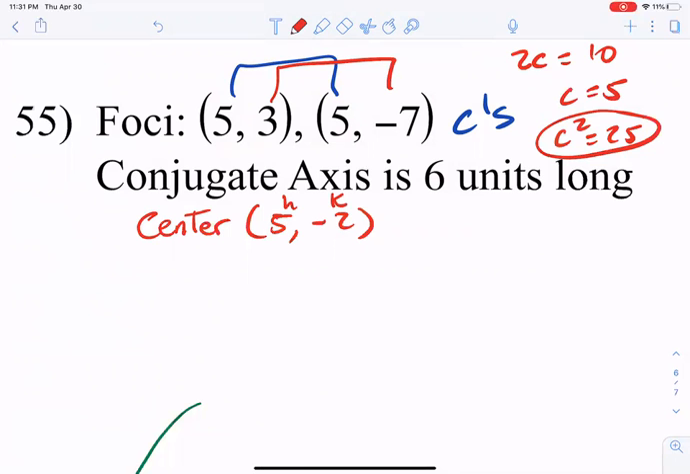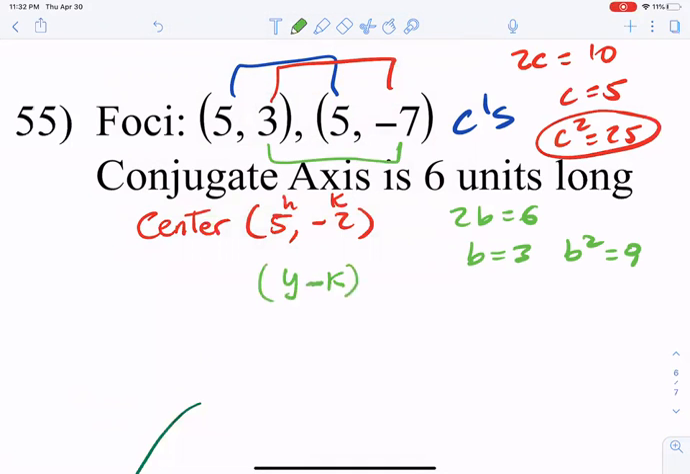Conjugate axis is 6 units long. So conjugate axis, so that's the B. So 2B equals 6, B equals 3, B squared is 9. And we need to find out if it's vertical or horizontal. This is vertical. We can tell from here. So this is y minus k squared minus x minus h squared equals 1. This is a squared. This is b squared.